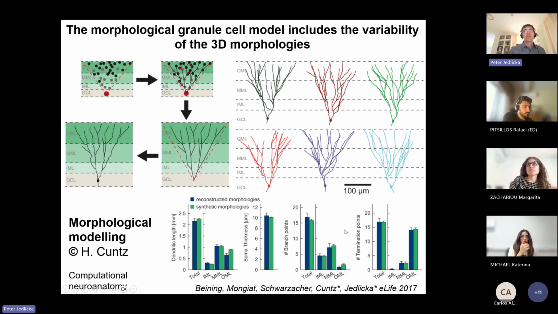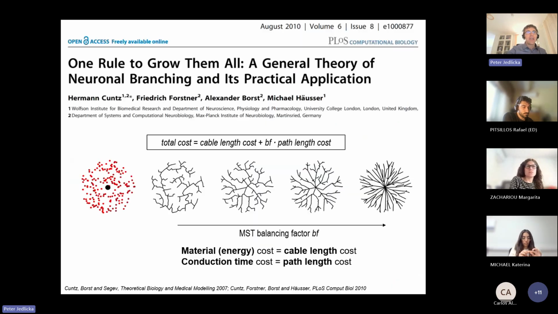So, okay, but this sounds like magic, right? You distribute points, and then you generate synthetic dendrites, and then they are very similar. It's not magic. It is based on this algorithm that Hermann developed several years ago. And it's a very simple and elegant model, because you distribute points and then you connect those points, but you are trying to minimize 2 costs. One is the overall cable length, and the other one is the path length.